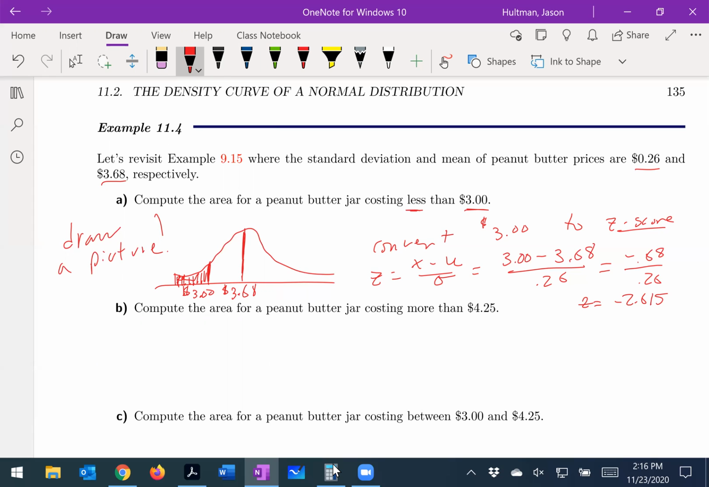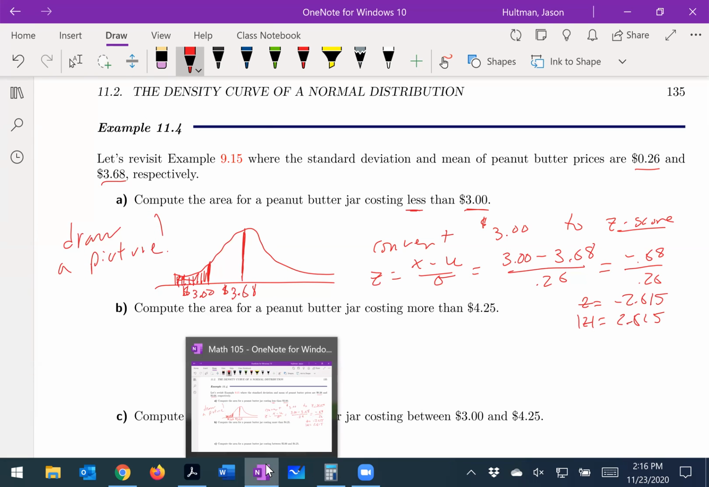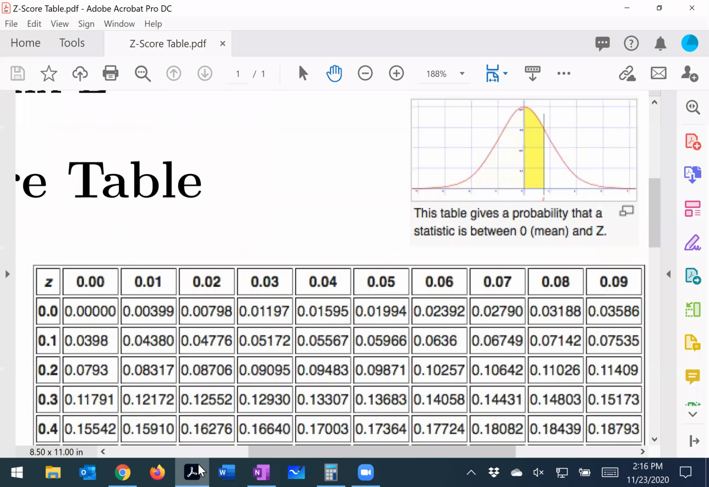Okay, and then I'm going to see, well, whereabouts is the positive value? We always kind of absolute value this. So if I want the absolute value of z, this is 2.615. So I'm going to look up in the table, where is 2.615? Okay, so let's go to the table here.